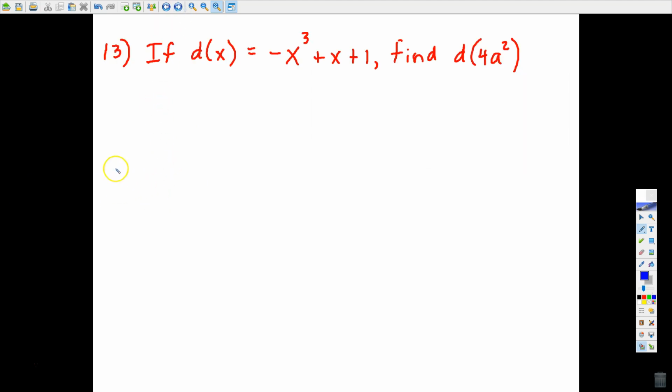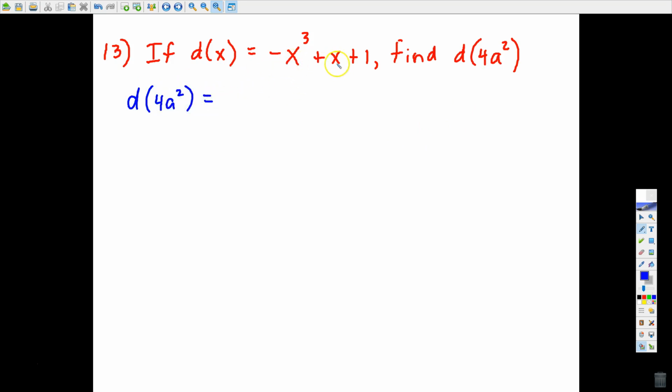All right, so let's do number 13. If we're given this function d of x, what do we get when we input 4a squared in for x? It's really what that means.